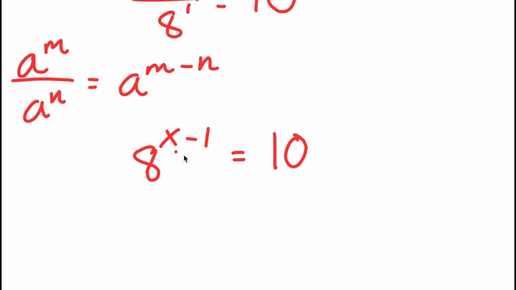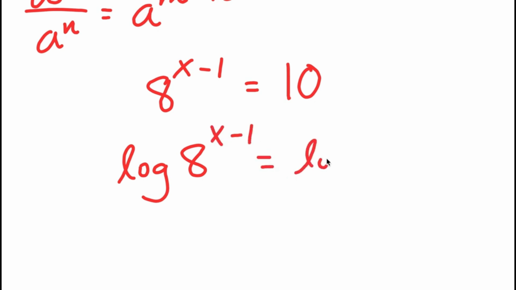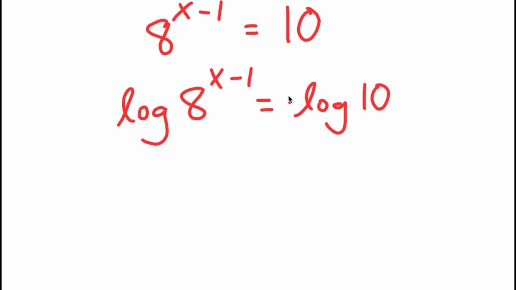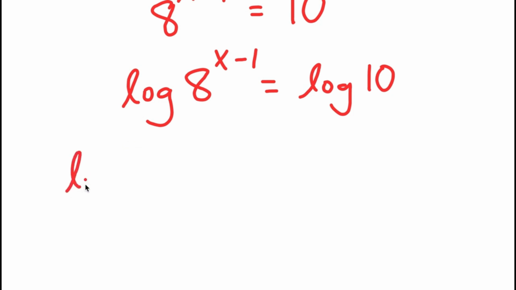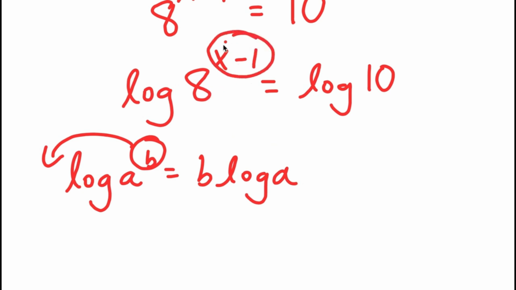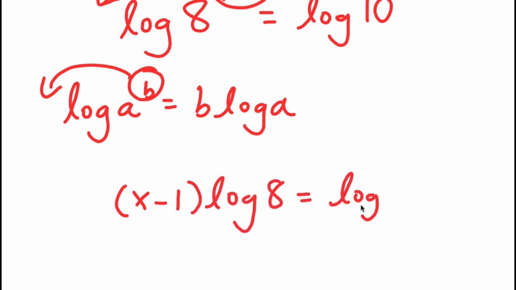Now from here, I'm going to take the log on both sides. So I get log of 8 to the power of x minus 1 is equal to log of 10. And the reason I take the log on both sides is because now I can use the property that states that if I have something in the form log a to the power of b, I can move this exponent b to the front, so it's going to equal b times log a. So log a to the power of x minus 1, I can move x minus 1 to the front, and I get x minus 1 times log 8 is equal to log 10.